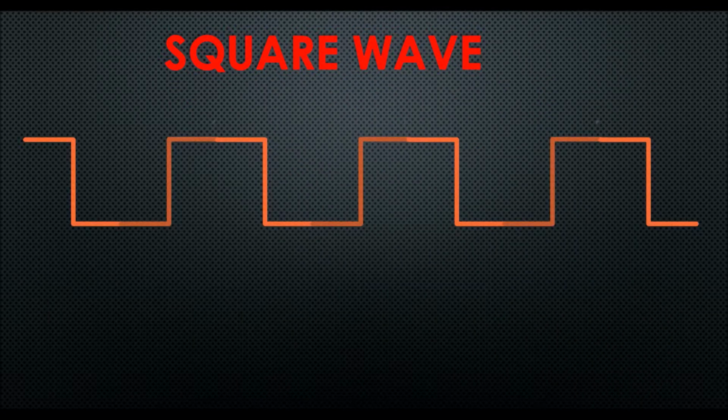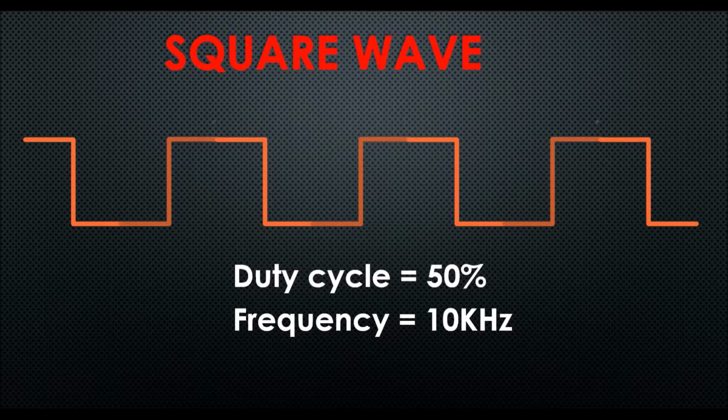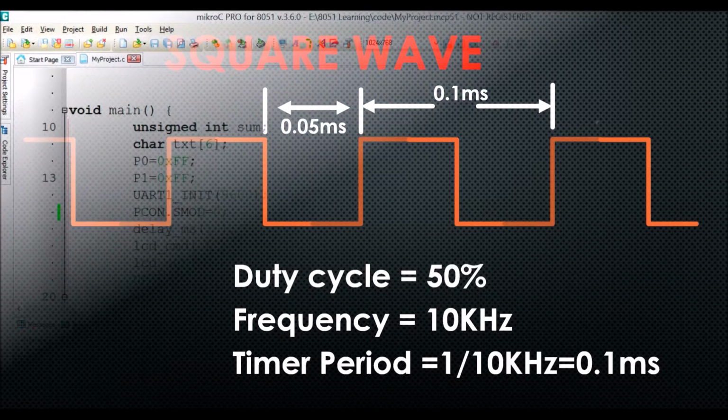Let's start from programming timer 0. We shall use timer 0 for generating 10 kHz square wave at some I/O pin. Square waves have 50% duty cycle. That means pulse stays high and low for equal duration. Time period of the square wave will be 0.1 millisecond. That means pulse will stay high or low for 0.05 millisecond. So we have to configure timer 0 for generating 0.05 millisecond delay. Let's see how to program that.